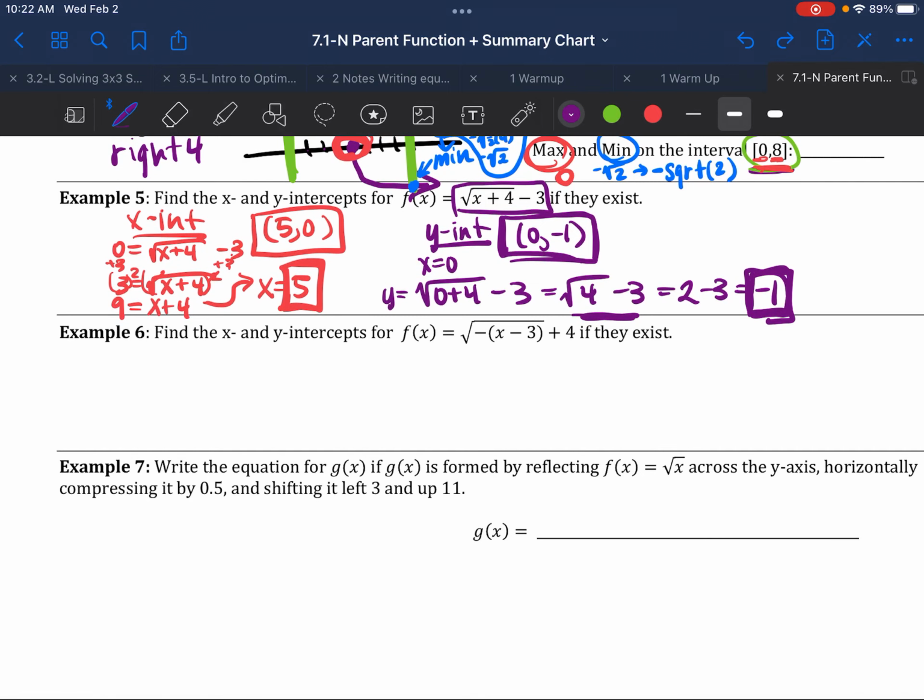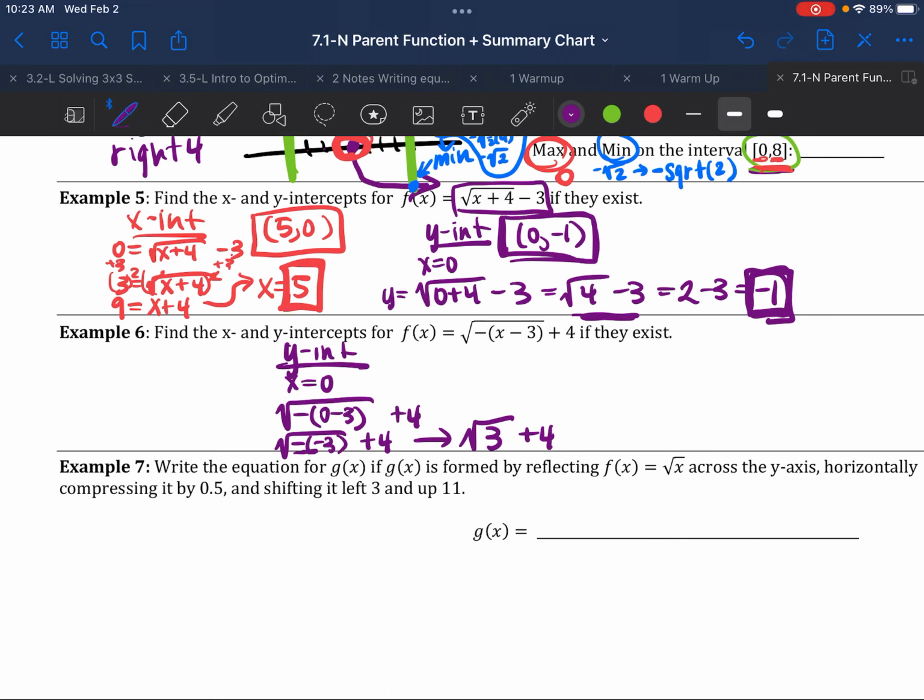And then example 6. Let's start with the y-intercept. And so x equals 0. That gives me square root of negative, putting a 0 right there, 0 minus 3 plus 4. And so 0 minus 3 is just -3. And then negative becomes positive. That's good. If it was still negative, if you get a square root of a negative, stop. It does not exist because we can't take square roots of negative numbers.